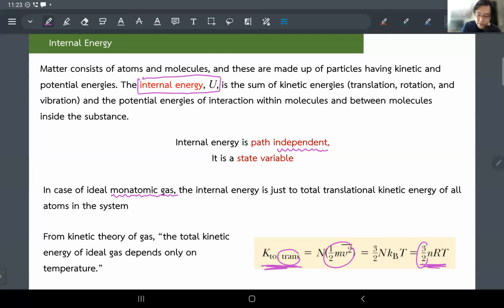And it can tell the state of your system. So it's another crucial member of our group that we are going to use. But the nice thing that sets this U apart from the W and Q is that it is path independent. We love it. We love you, not you here, but U, internal energy. So if you're looking at the ideal gas kinetic energy, which we can now call U, it is just 3/2 nRT. Works.